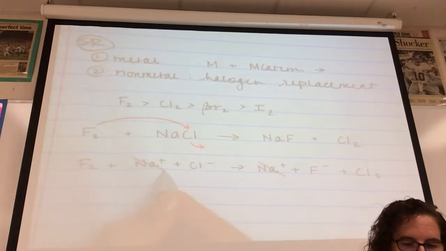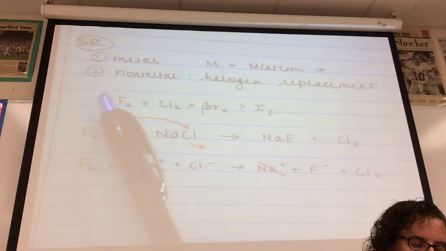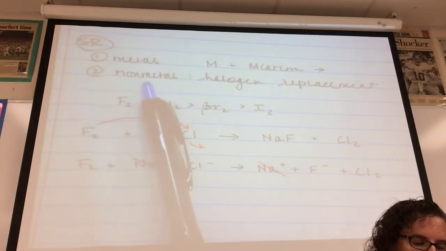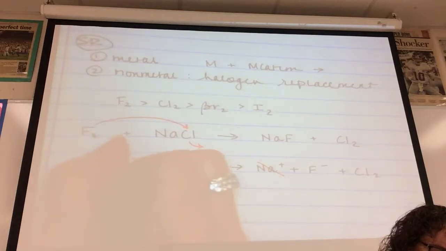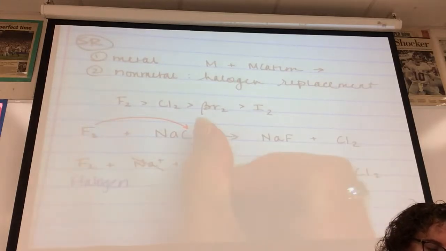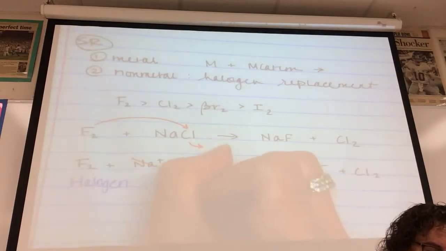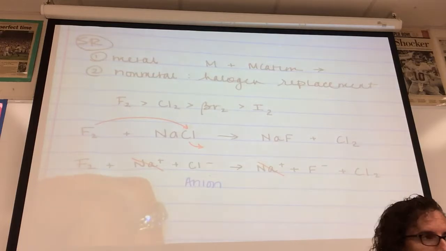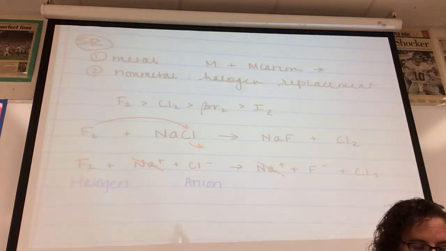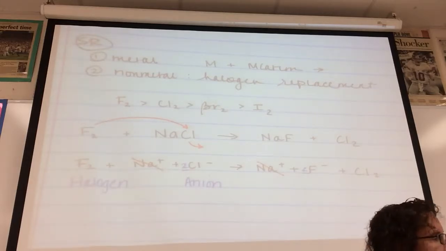Sodium ion. So in nonmetallic single replacement, you're going to have the halogen plus the anion. So halogens are nonmetals. Nonmetals gain electrons, forming anions. So you're going to have the halogen and the anion. The cation will be the spectator ion, and you would balance off. And we'll walk through several of these.